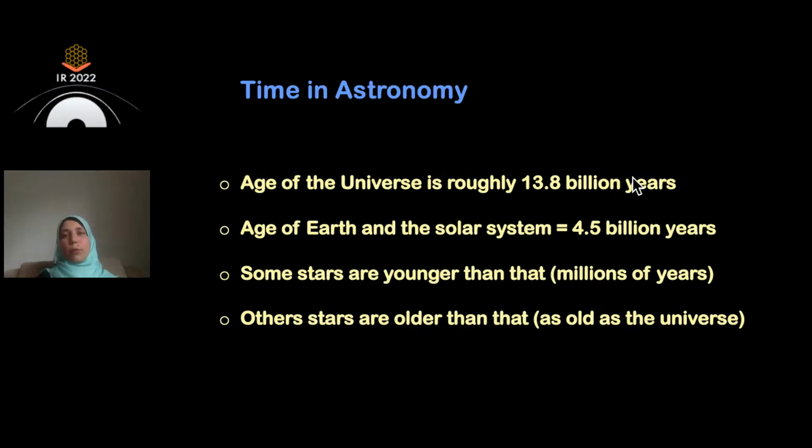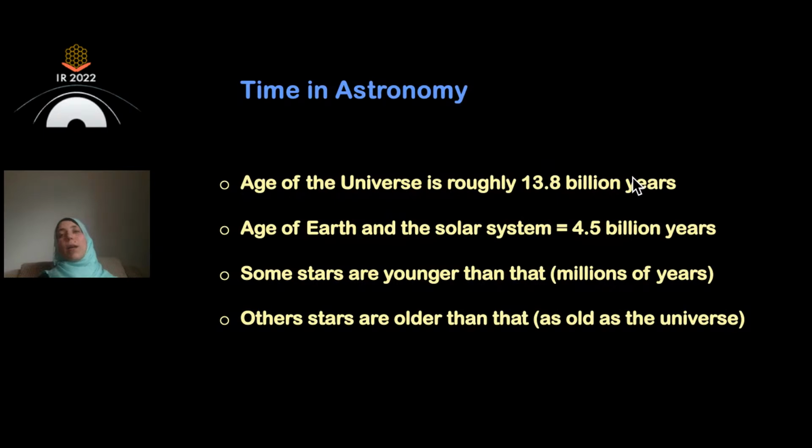But an important point to mention here, as I said earlier, when we talk about the ages of people, if, for example, somebody is 90 years old, we say that this person is old. Of course, in astronomy, the scale is much different. So just to get an idea, the age of the universe is roughly 13.8 billion years. The age of Earth and the solar system, because if you remember, we mentioned the solar system as a whole, is about 4.5 billion years. Here we're talking about billion years.